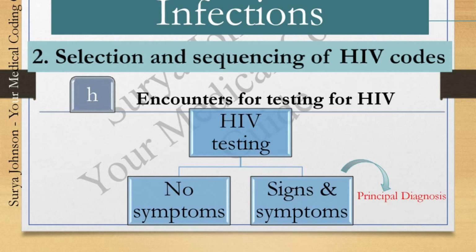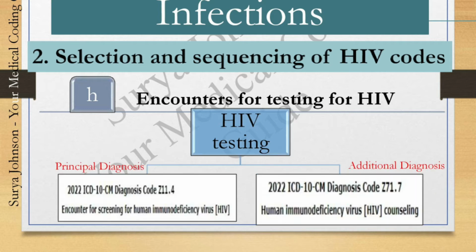So in the next scenario, encounters for testing for HIV. If the patient is coming to test for HIV and has any signs and symptoms during the encounter, that sign and symptom should be sequenced first. Then if the patient does not have any symptom, the principal diagnosis will be directly Z11.4, that is encounter for screening for HIV, and then you will add an additional diagnosis Z71.7, which is HIV counseling.